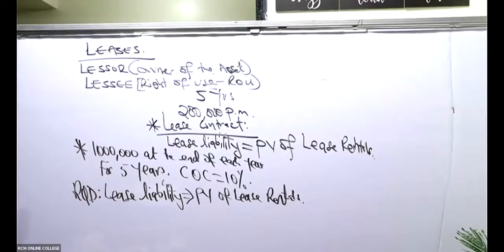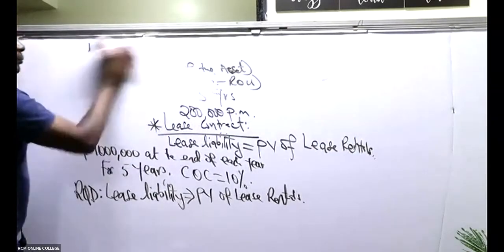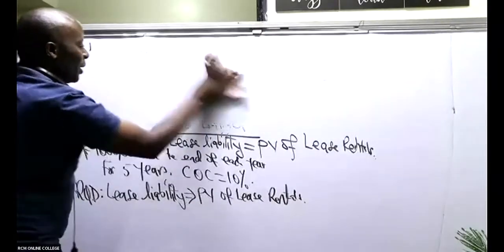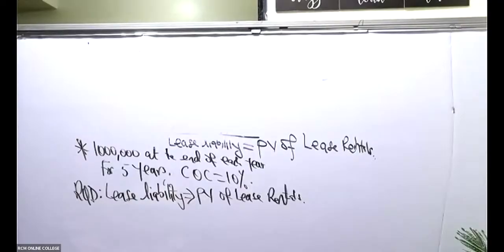So is there somebody who can now pull the trigger here and give this a very good shot? Remember, COC stands for cost of capital. Remember, in most of the cases here, my good students, for leases, we shall be using annuities.